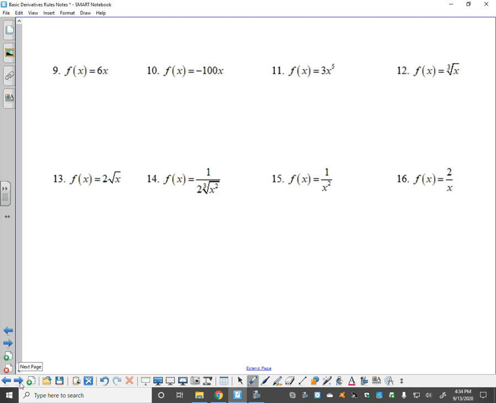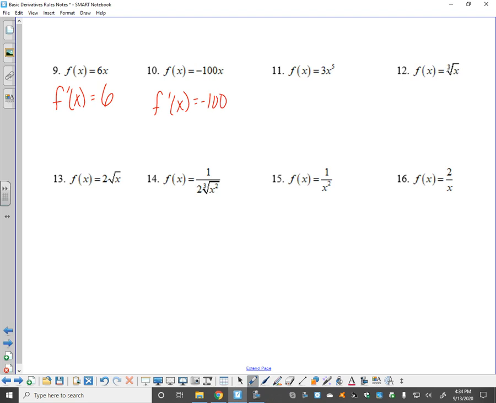Okay, number 9, f prime. Bring your power down front and subtract 1 from your exponent. So number 10, if I'm going to take the derivative, bring your power down front and take 1 off of your x. Okay, let's pause for a second here.